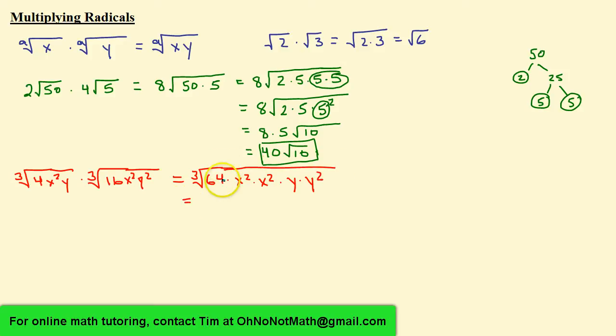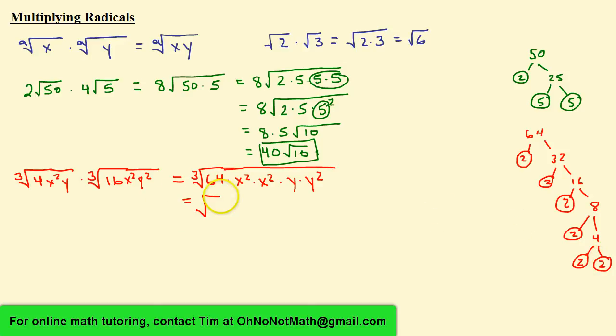Okay, so now let's write 64 in terms of its prime factors. So I have 64. I know that 2 goes into 64 32 times. I know that 2 goes into 32 16 times. 2 goes into 16 8 times. 2 goes into 8 4 times. And 4 is 2 times 2. So 64 equals 2 times 2 times 2 times 2 times 2 times 2.